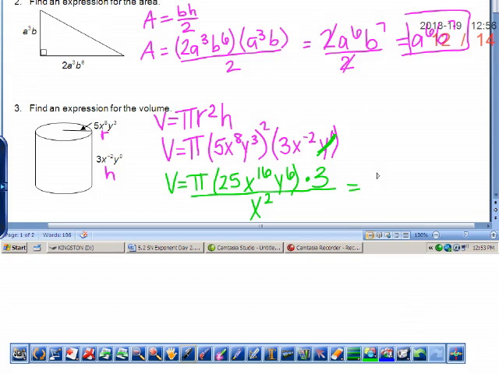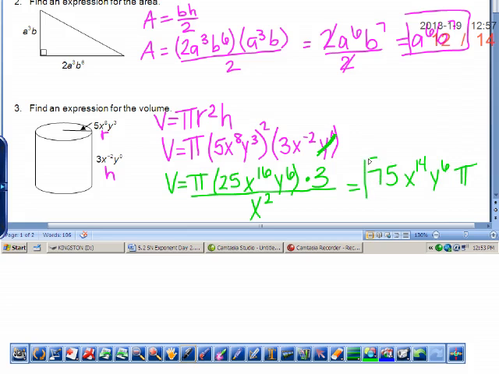So I've got 3 times 25 is 75. x to the 16th over x squared. Good. x to the 14th, y to the 6th, pi.